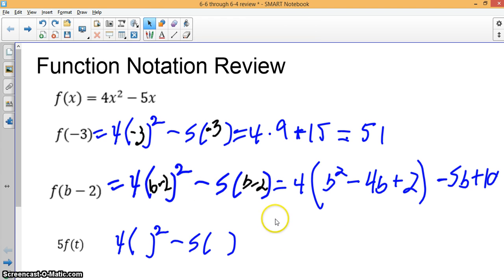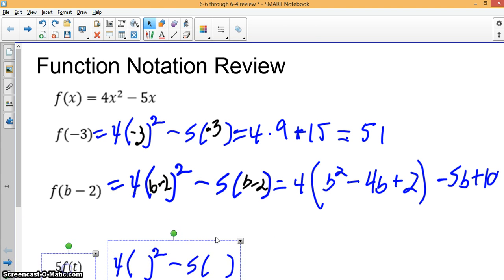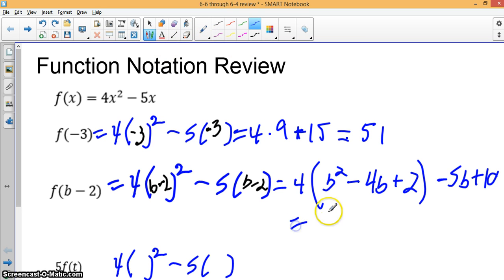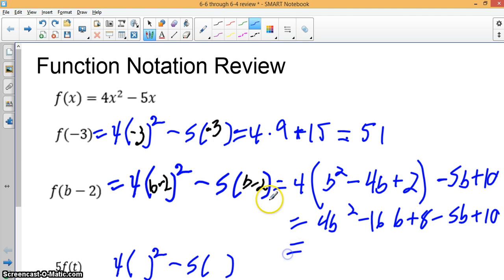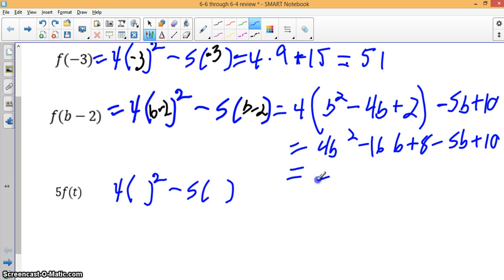Then you continue with the simplification. Let me move this down south a little bit more. Okay, we get equals 4b squared minus 16b plus 8. And we still have these same last two terms, and then finally we can combine these like terms again. If we get 4b squared, let's see, minus 21b plus 18. And there you go.